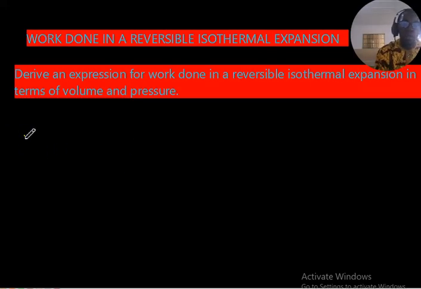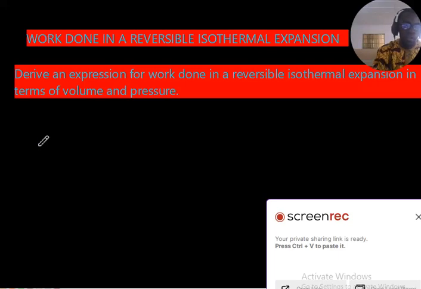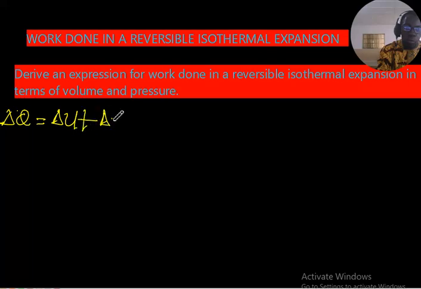The first law of thermodynamics states that the algebraic sum of heat input into a system must equal the sum of the heat output by the system. So from the first law of thermodynamics, the heat input, Q, equals the change in internal energy of the system plus the work done, W. In an isothermal process, the change in temperature is always equal to 0.